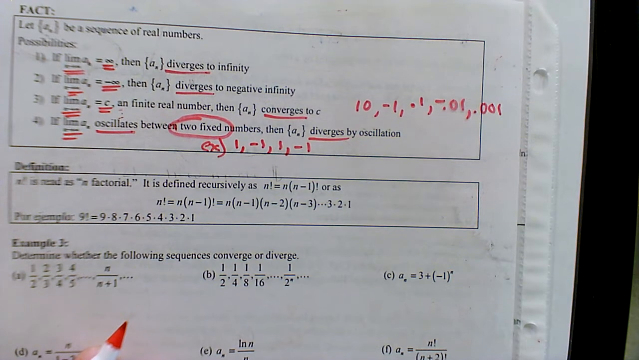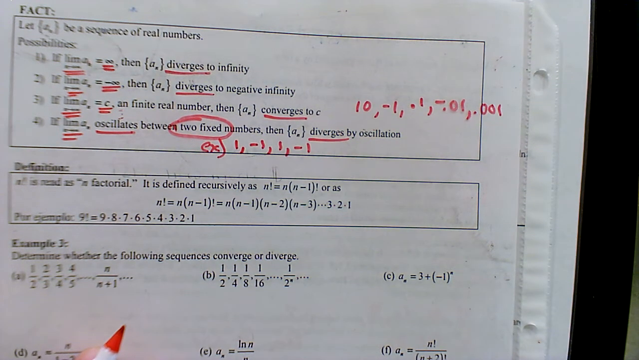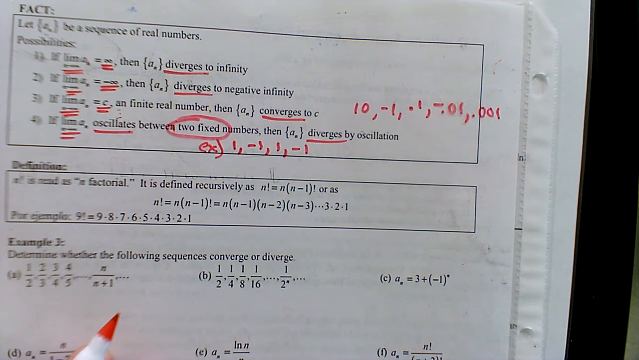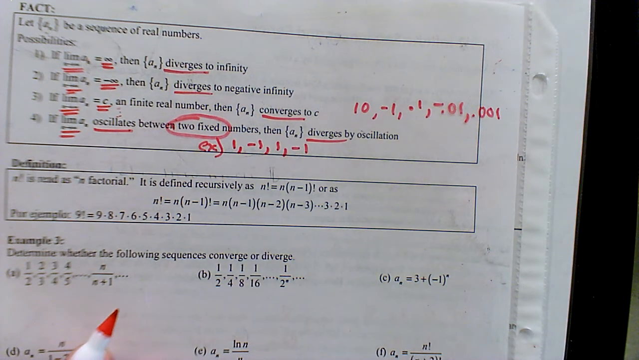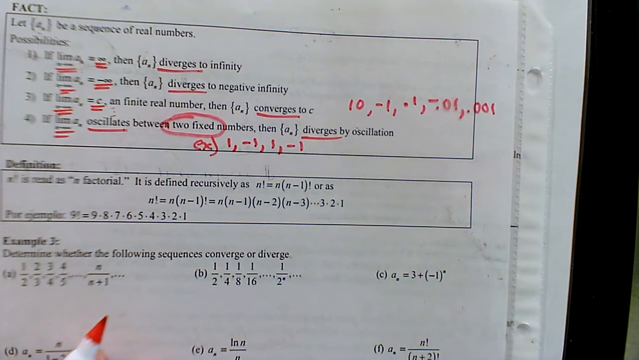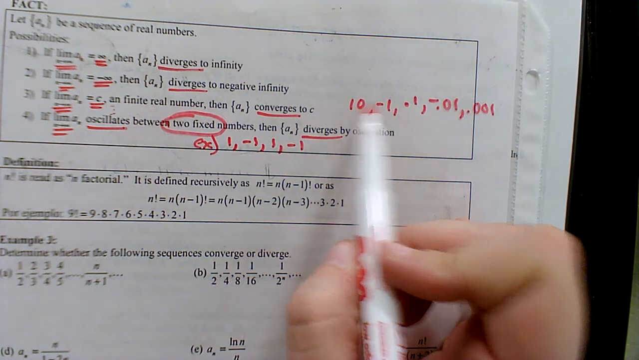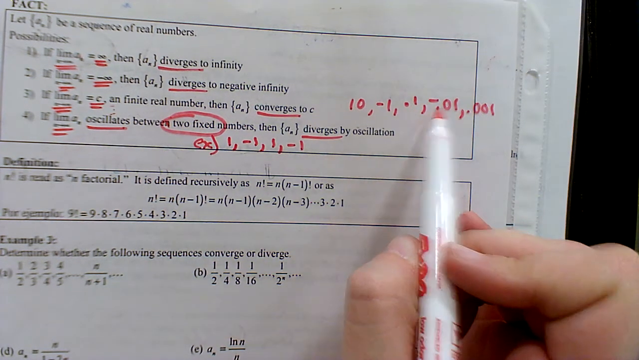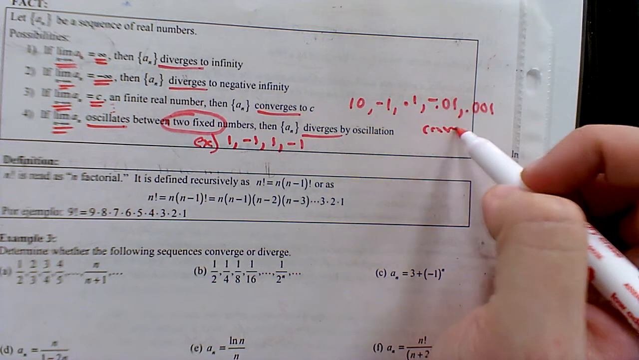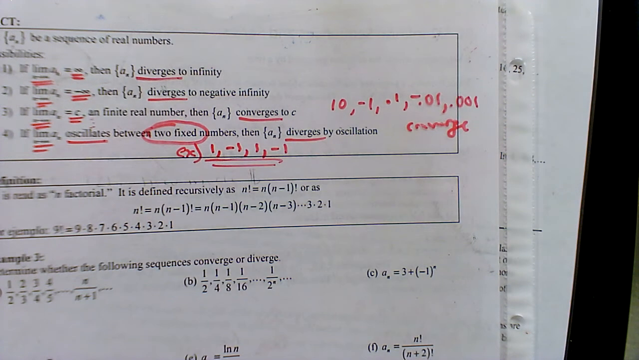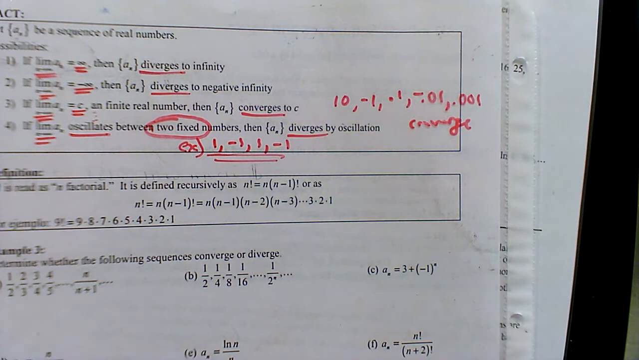Does that one converge or diverge? Are you getting closer and closer to a number, or are you going off towards some type of infinity? That one's converging. Even though you are oscillating, notice how you go positive, negative, this one is still converging. In order for it to diverge, they have to be fixed. It's the same number every single time. Do you see the difference between the two?